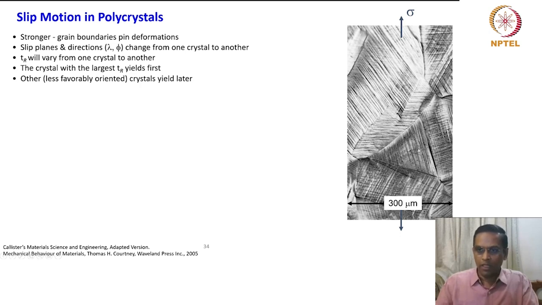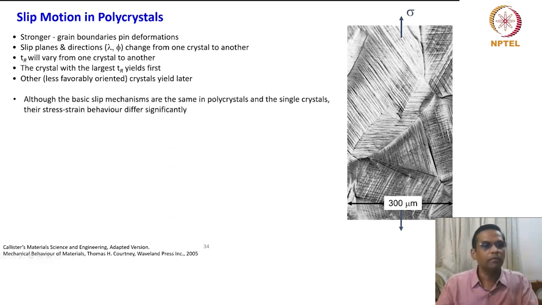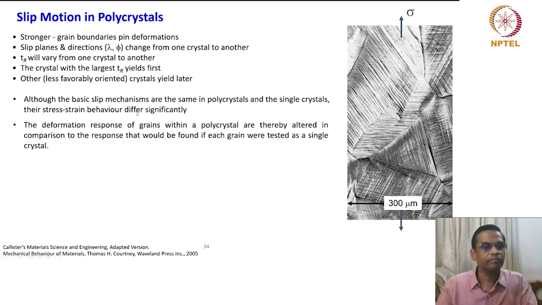So now we will try to understand in what circumstances these things happen and what happens to the characteristic deformation behavior of each grain in the presence of its surroundings. Although the basic slip mechanisms are the same in polycrystals and single crystals, their stress strain behavior differs significantly. Okay, very important idea. The deformation response of the grains within the polycrystal is thereby altered in comparison to the response that would be found if each grain were tested as a single crystal.